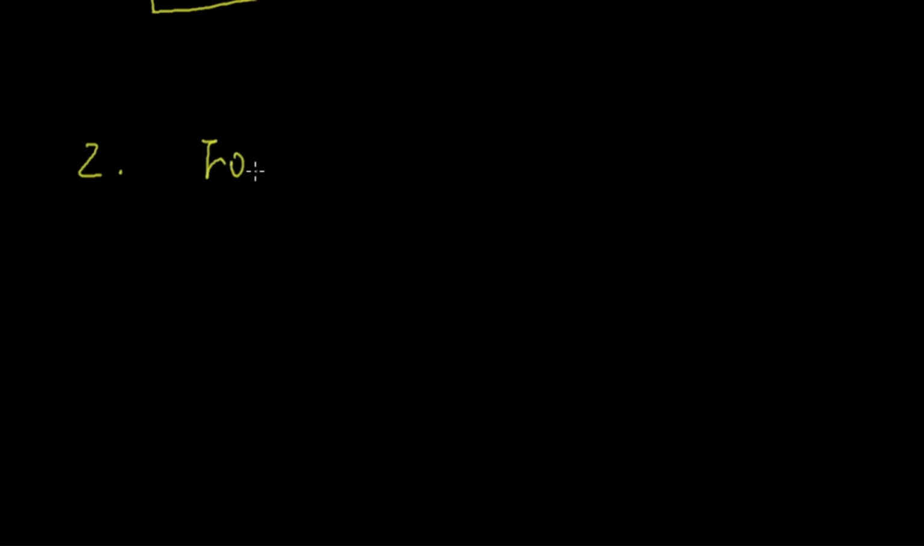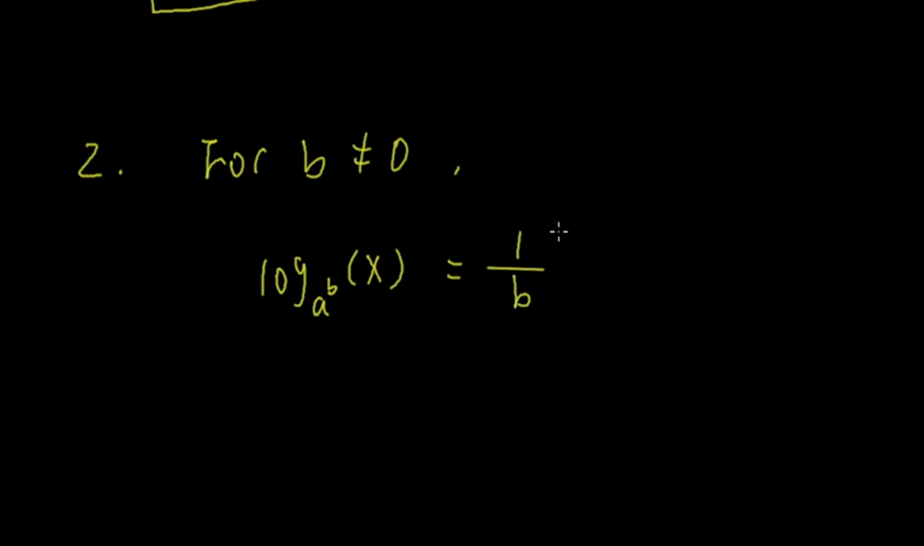First of all, for b not equal to 0 in this case, log x to the base a to the power of b is equal to 1 over b log x to the base a, because b here cannot be 0. You cannot divide something by 0. Okay, how do we prove this?